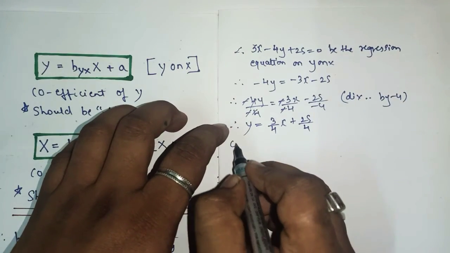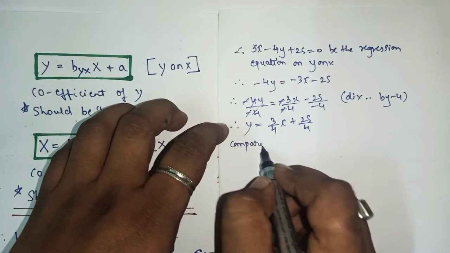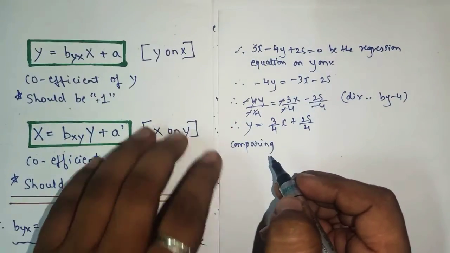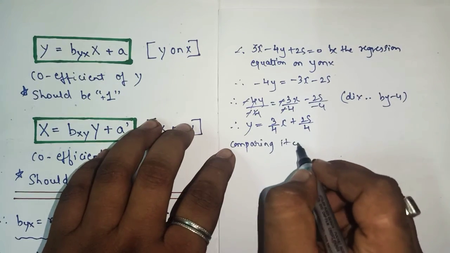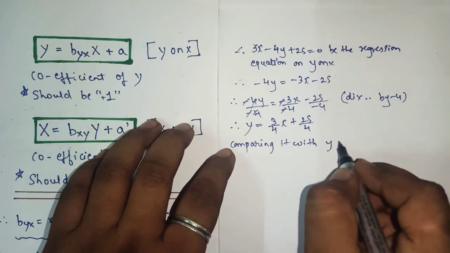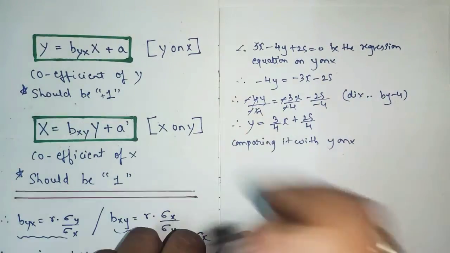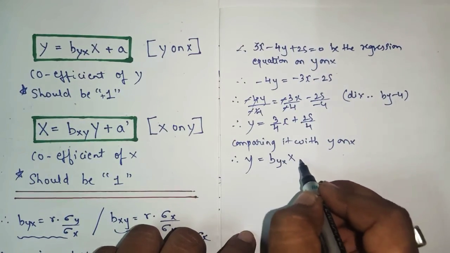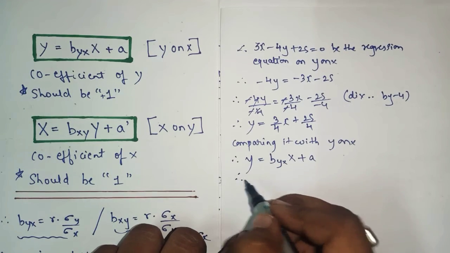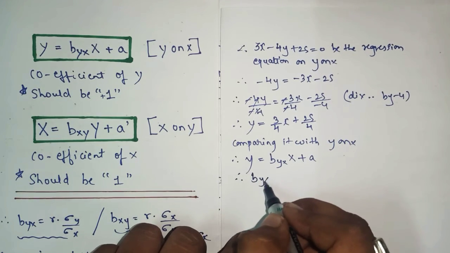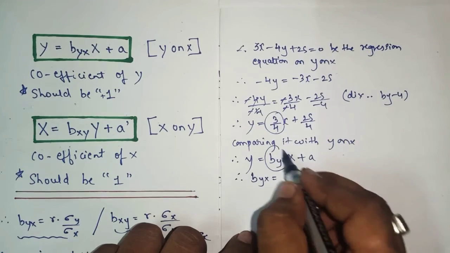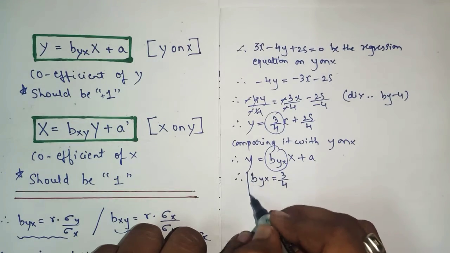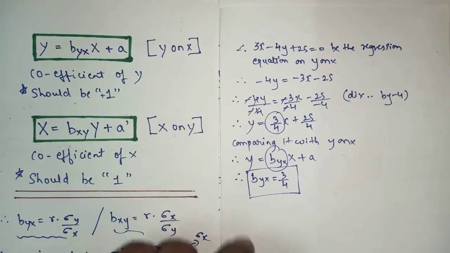So here we'll write, comparing it with y on x. So here y on x is what? y equal to byx capital X plus a. So therefore clearly we can see that the value of byx is what? 3 upon 4. Yes or no?